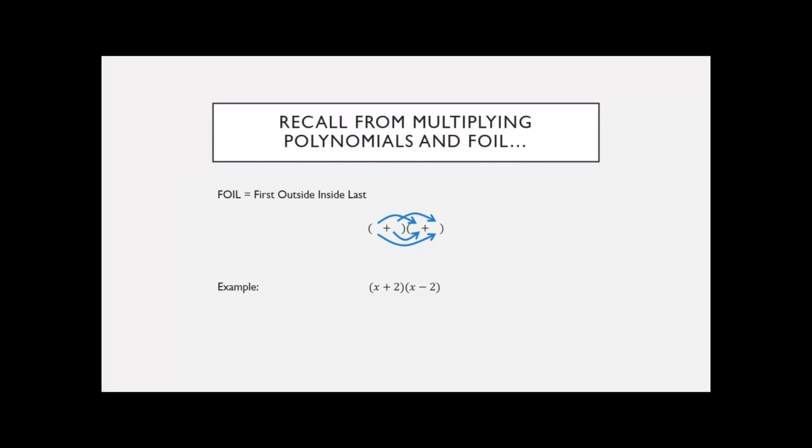So just as a refresher, if we have x plus 2 times x minus 2, we multiply the x times the x, which gives us x squared. Then x times the negative 2, which gives us negative 2x. Then 2 times x, which is a positive 2x. And then the last term is 2 times negative 2, which is negative 4.